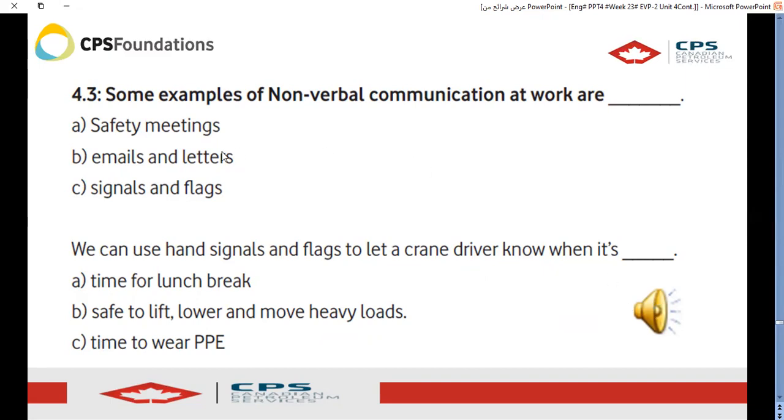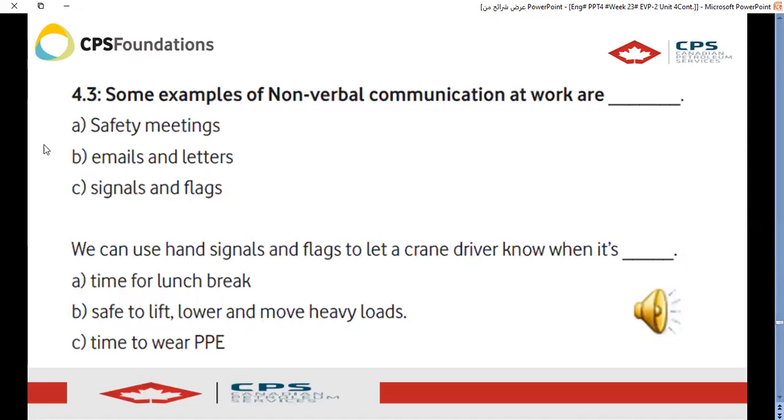4.3. We can also use nonverbal communication at work. Some examples of nonverbal communication at work are lights, signals and flags. Lights and signals are very important in the workplace. For example, we can use hand signals and flags to let a crane driver know when it's safe to lift, lower and move heavy loads.